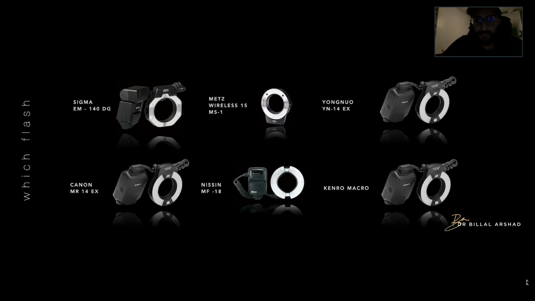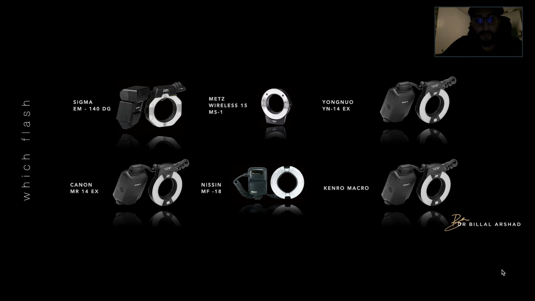With regards to flashes, you have ring flashes, which are great. They give you a lot of direct light. You have your Sigma flash, your Canon flash, Nissin flash. You have your Metz wireless flash, which is great for most things, but not for other things. And then you have a cheaper Yongnuo or a Kenro, which are equivalents of the other brands. A lot cheaper, however, they don't last as long.